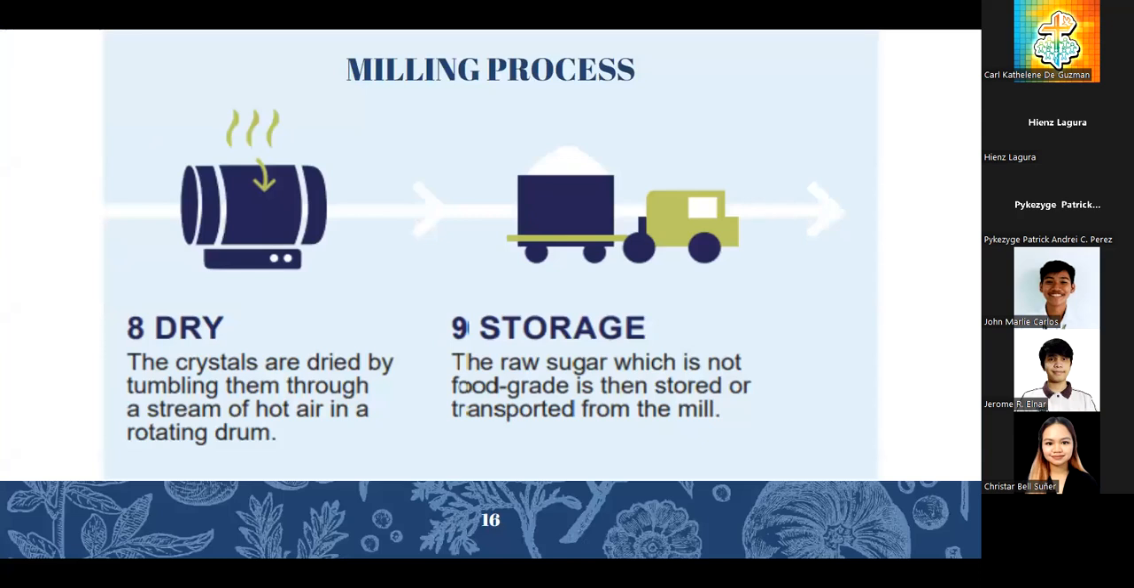After it is dry, the crystals are dried by tumbling them through a stream of hot air in a rotating drum. And then it's storage. The raw sugar, which is not food grade, is stored or transported from the mill.